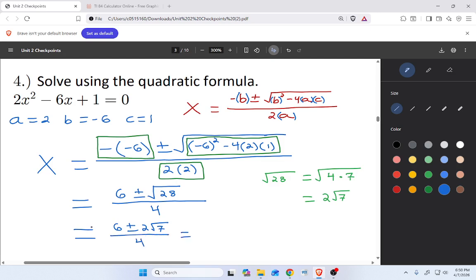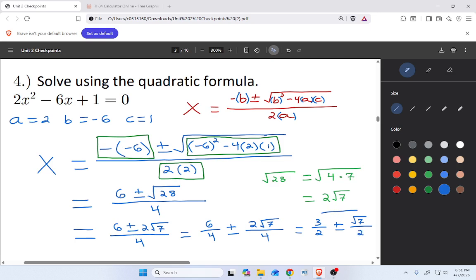To continue this, I am going to split my fraction. We're going to rewrite this as 6 over 4 as a fraction on its own, and then plus or minus 2 square root of 7 all over 4 as its own fraction. And now I can reduce each of these fractions as best as I can. 6 over 4 will reduce by 2, and 2 over 4 will also reduce by 2. So that'll give me a final answer of 3 over 2 plus or minus the square root of 7 over 2.